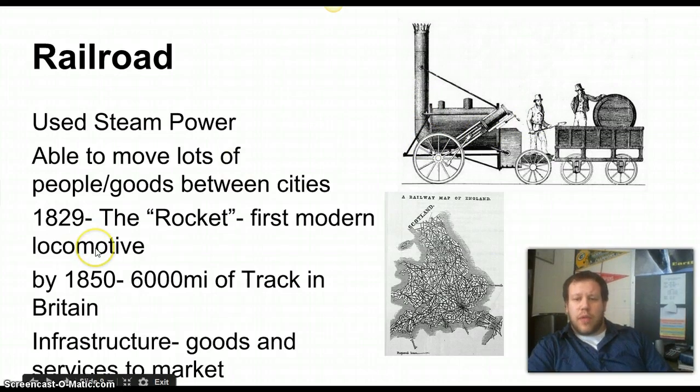The first locomotive going between Manchester and Liverpool over here in western England is in 1829. And by 1850, this is what England looks like in terms of railroad tracks. Basically, it's a good way of running infrastructure. You get all the raw goods to the factories, and vice versa, you get the finished product out to the stores and everywhere else. A really easy way to move people and move goods and services as well.